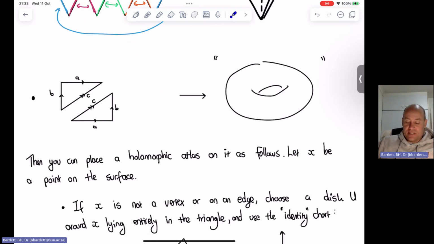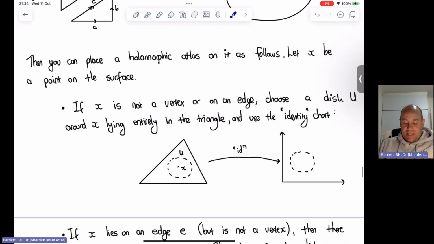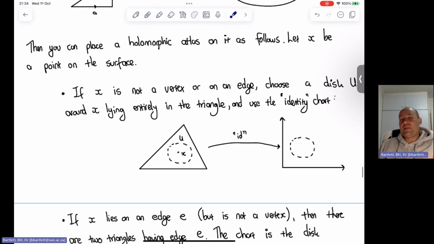Then I can choose a disk, U, around X that lives entirely inside the triangle. And I can just use the identity chart, right? So I've got this open set U, and that disk is itself the chart. Okay, happy? The second possibility is that X lies on an edge, but not on a vertex.